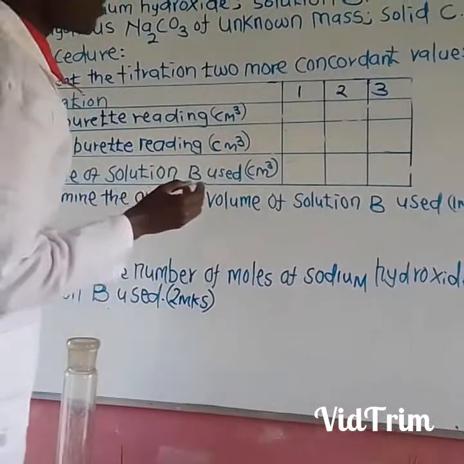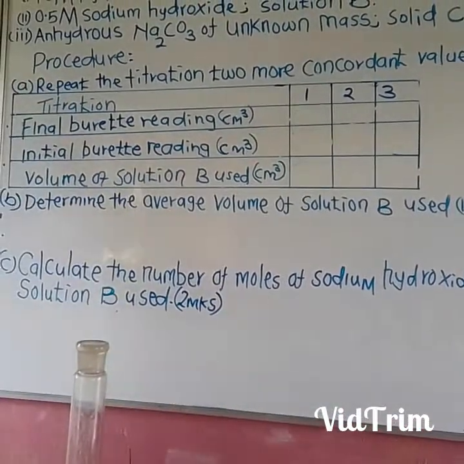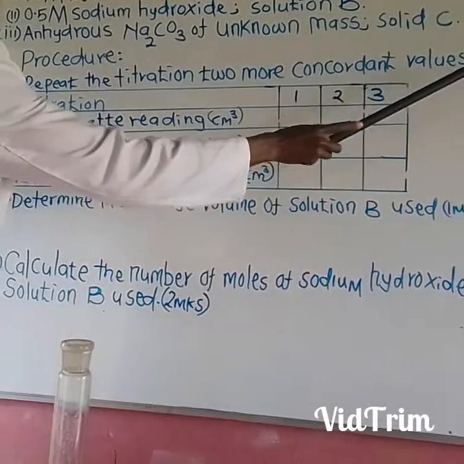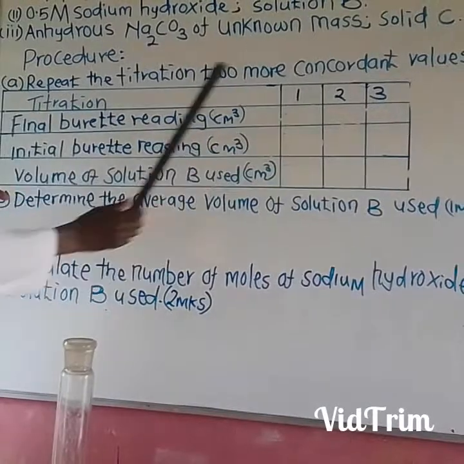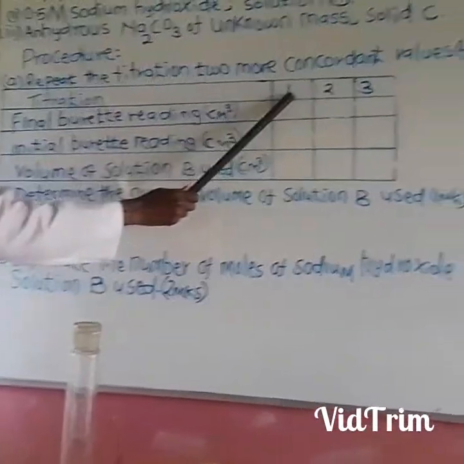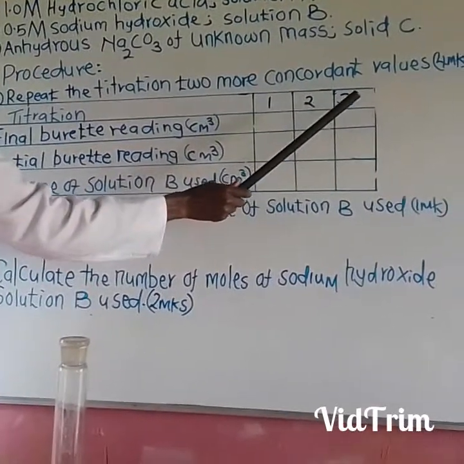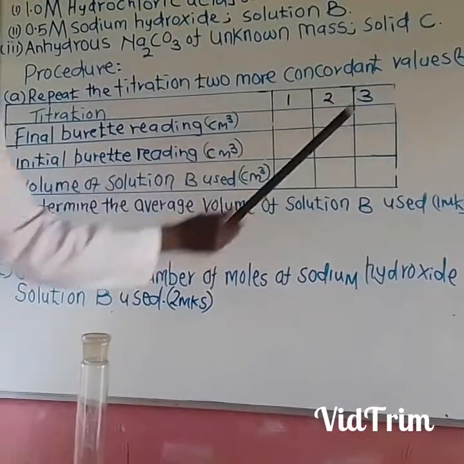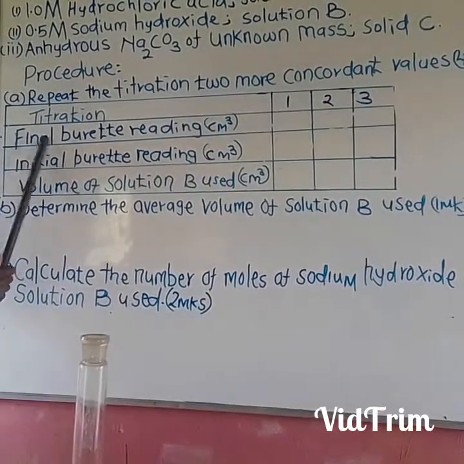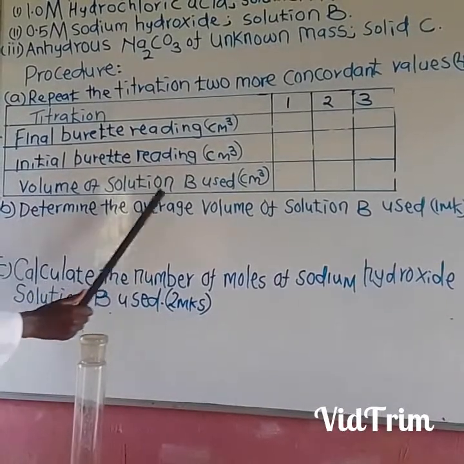So what you do, you have been given this table, and this is part of question 1, completing the table, which is 4 marks. And we have carried out titration number 1. So you are supposed to carry out titration number 2 and titration number 3. So we have the initial and the final burette reading. Then of course volume of solution B used.